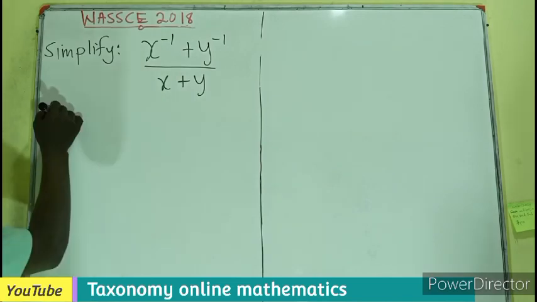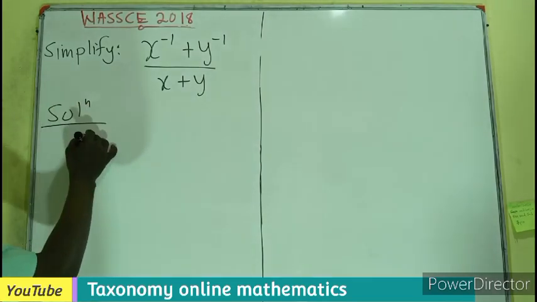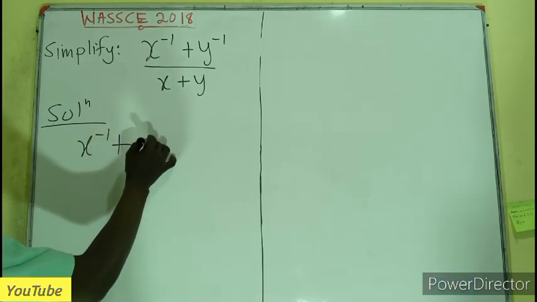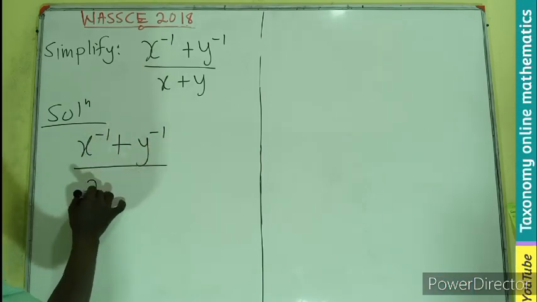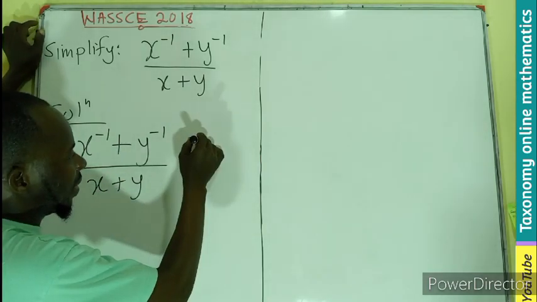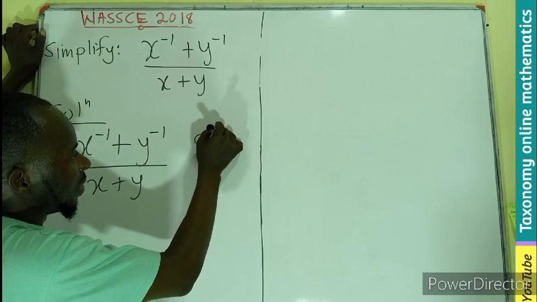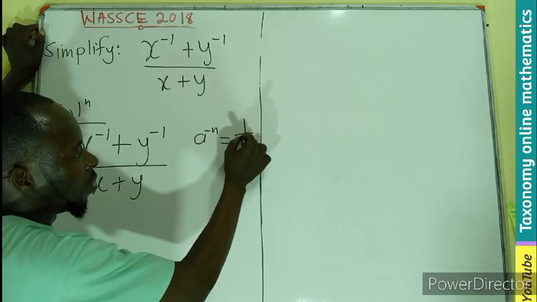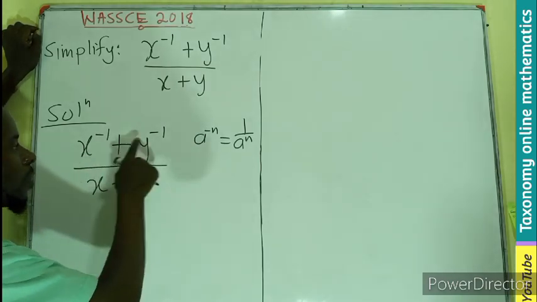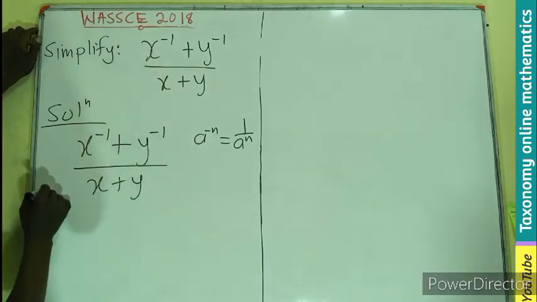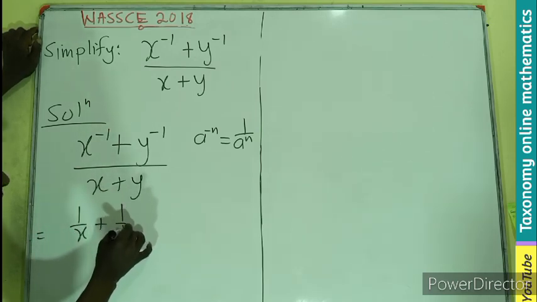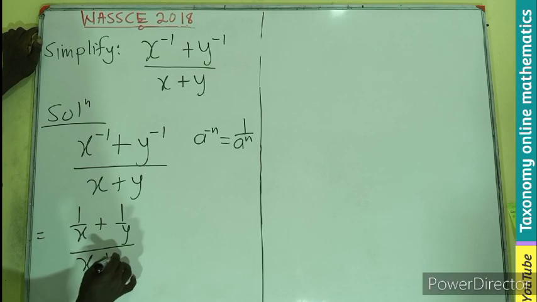So first things first, let's repeat our question. x exponent minus 1, y exponent minus 1, x plus y. You remember the rule under indices that says if I have a exponent negative n, it is 1 over a exponent n. So this is going to be the same. Writing this as a reciprocal, meaning 1 over x plus 1 over y, divided by x plus y.